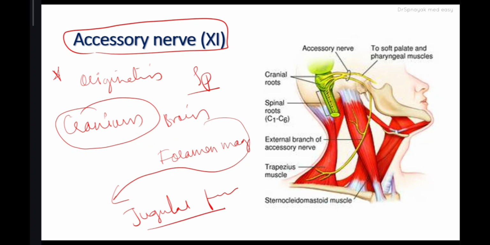And two main muscles: one is the trapezius muscle, and the second one is the sternocleidomastoid muscle. The accessory nerve is innervating the muscles of the neck region. One branch is innervating the trapezius muscle, and the second branch is innervating the sternocleidomastoid muscle. With this, it helps in the movement of the head.